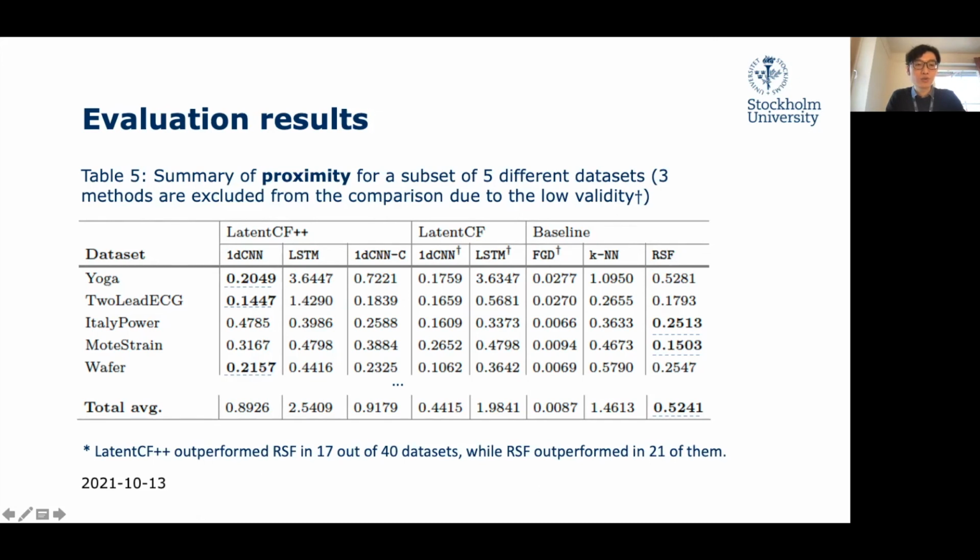But if we look across all 40 datasets, actually LatentCF outperformed in 17 of 40, and the RSF outperformed in 21 of them. But also this can be reflected in this average score. We can see the best one is performed by RSF, while our solution achieved the second best. And this suggests that our approach can generate counterfactuals that are close to the original samples in a competitive manner.